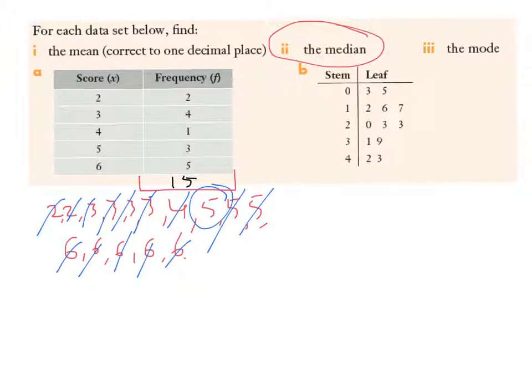So we can go through looking at the frequency, starting at the beginning. 1, 2, 3, 4, 5, 6, 7, 8, and then the 8th score is in the score of a 5.